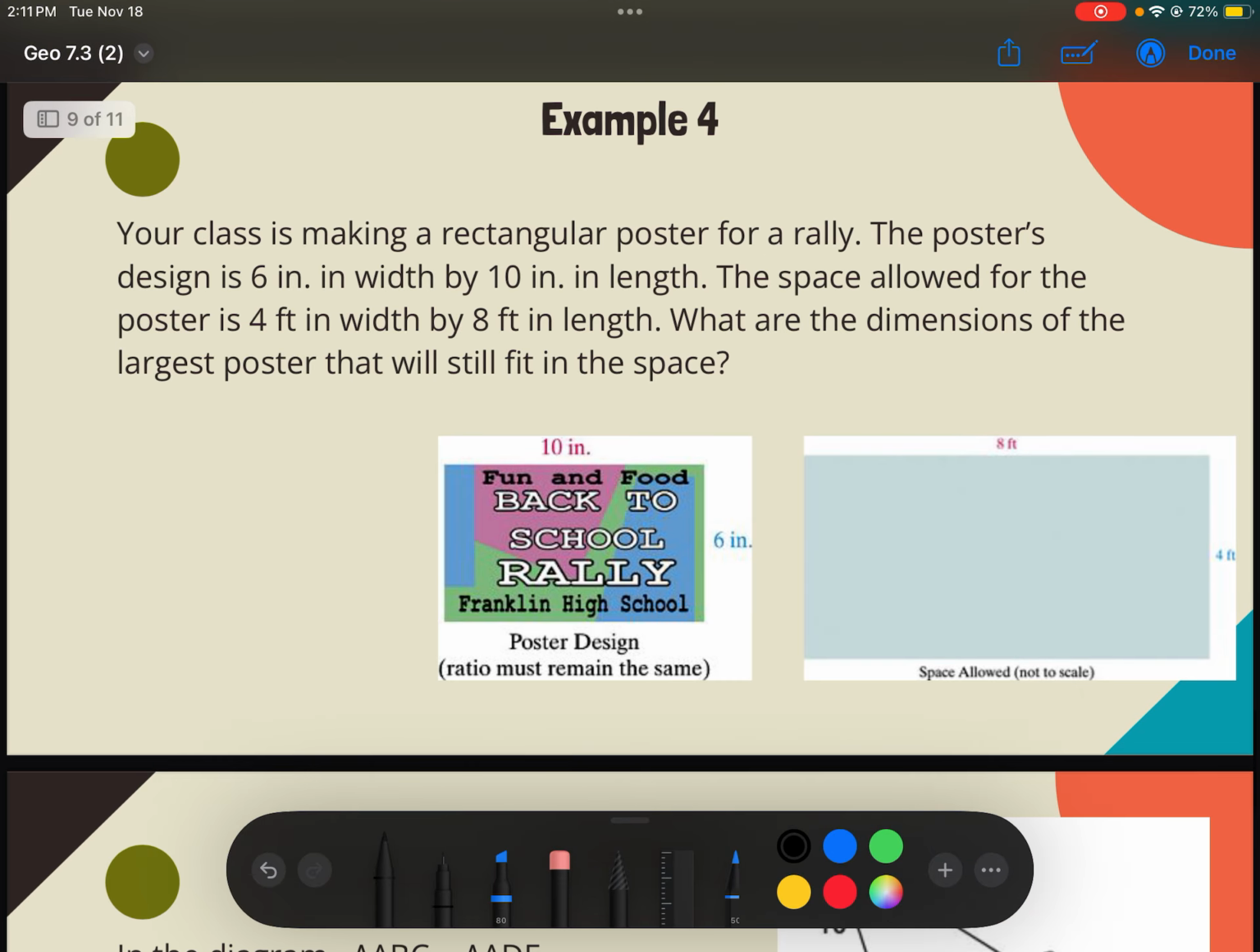All right, example 4. So here is an example that is a word problem. Your class is making a rectangular poster for a rally. The poster's design is 6 inches by 10 inches in length. So that's what they're giving us over here, the design. The space allowed for the poster is 4 feet by 8 feet. So what are the dimensions of the largest poster that will still fit in the space?